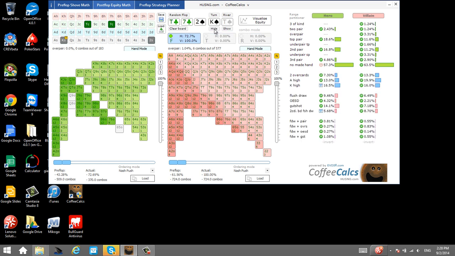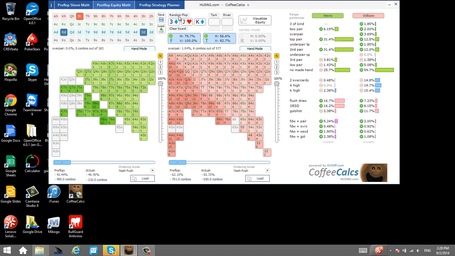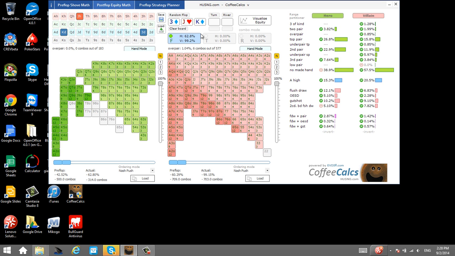So you can hide both. Show. If you click on the top part, the turn or river, it actually gives you a random river, a random turn. This also gives you a random flop. So if you're looking to train yourself, to practice how different equities look, how often we hit boards, that's a really good trick: just click random flop, and it will do that. It'll randomize the board.